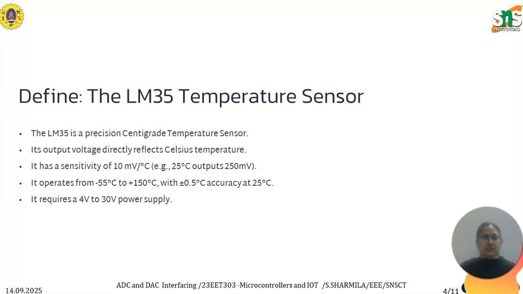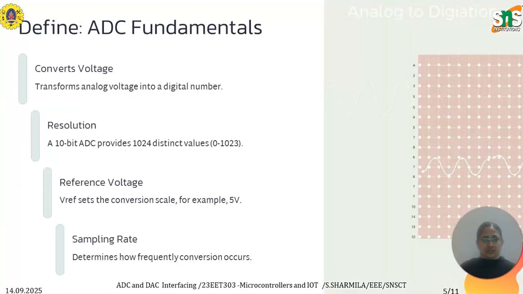It operates over a range of minus 55 degrees Celsius to plus 150 degrees Celsius, with plus or minus 0.5 degree Celsius accuracy at a temperature of 25 degrees Celsius. It requires 4 volts to 30 volts for the power supply.